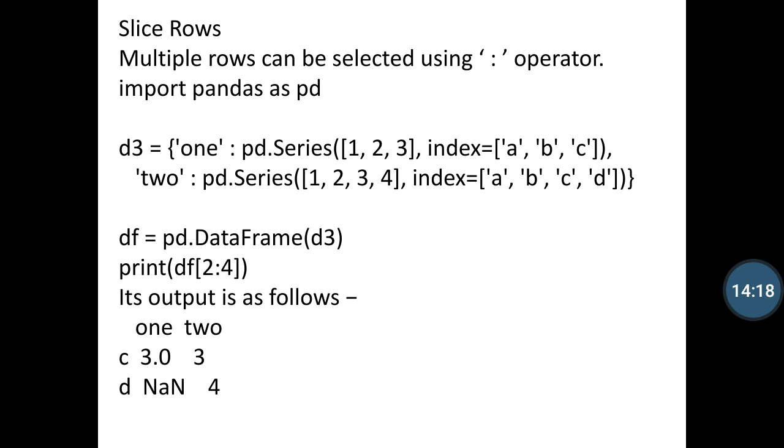You import pandas as pd and define a dictionary d with two columns. The first column has a pd.Series with values 1, 2, 3 and index values a, b, c, and column two has a pd.Series with values 1, 2, 3, 4 and index values a, b, c, d. Then create a data frame variable df equal to pd.DataFrame and put d into the data frame, and then print.